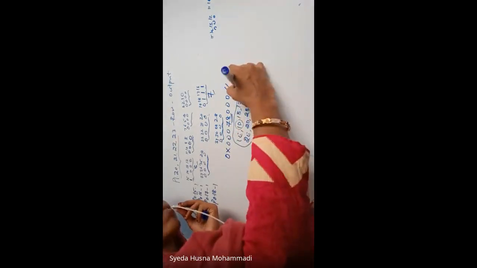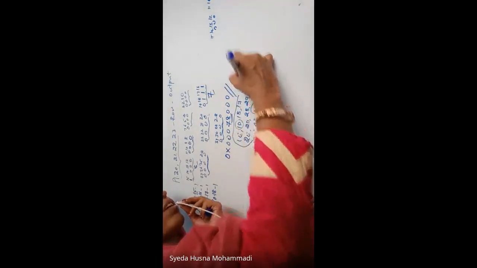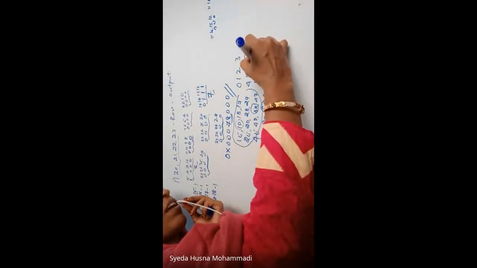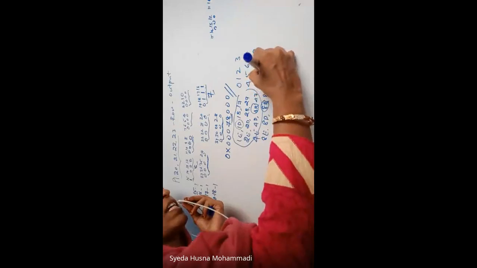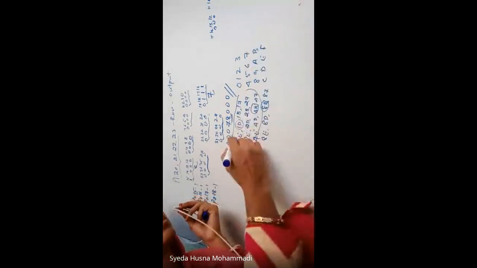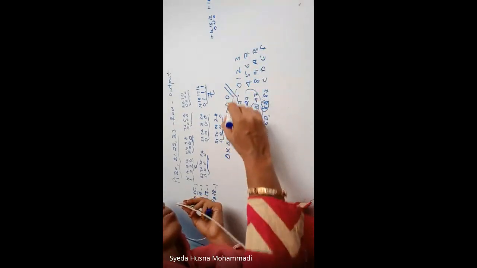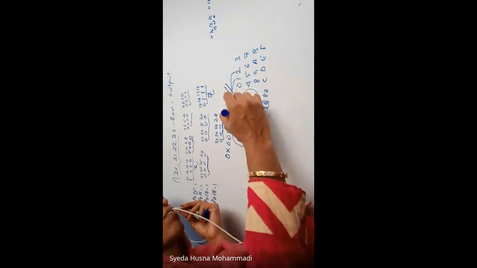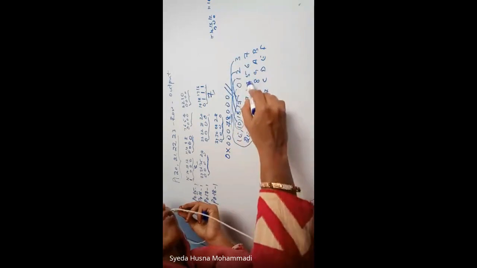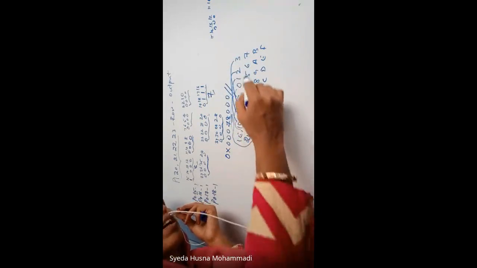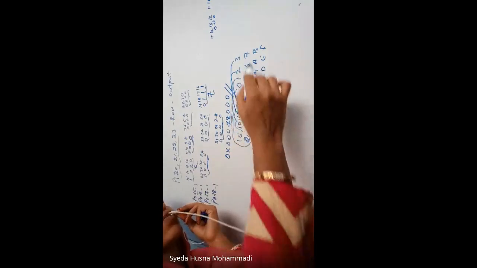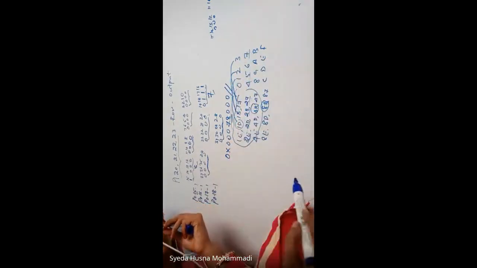We know this is the matrix: 0, 1, 2, 3, 4, 5, 6, 7, 8, 9, A, B, C, D, E, F. These are the equivalent values. For 0 it is 1E, for 1 it is 1D, for 2 it will become 1B, for 3 it will be 17. If 4 is pressed, you have to get 2E. If 5 is pressed, you have to get 2D. If 6 is pressed, you have to get 2B. If 7 is pressed, you have to get 27.